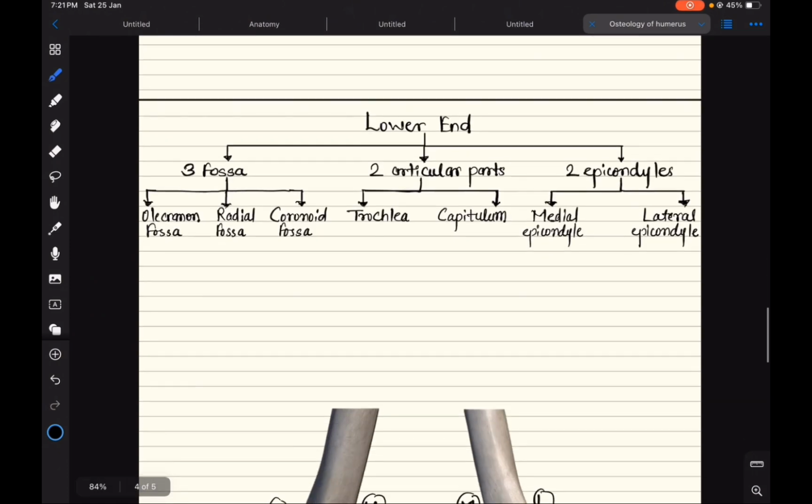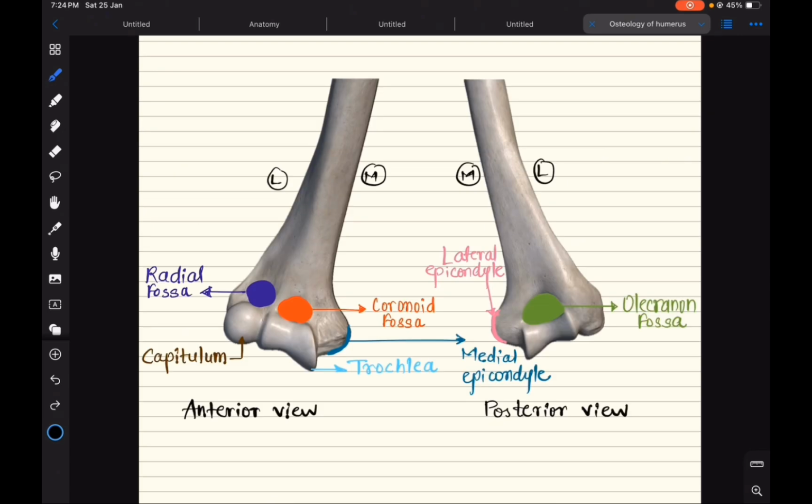Lastly, the lower end of the humerus. The lower end of the humerus is again divided into three parts: fossas, articular parts, and the epicondyles. Now let's start with the articular parts. The first one, that is trochlea.